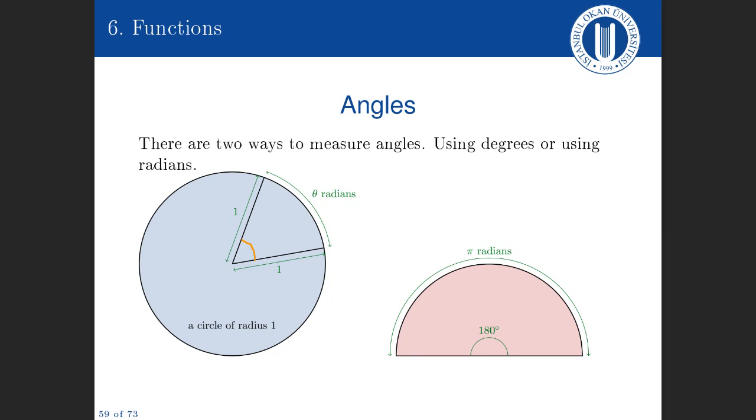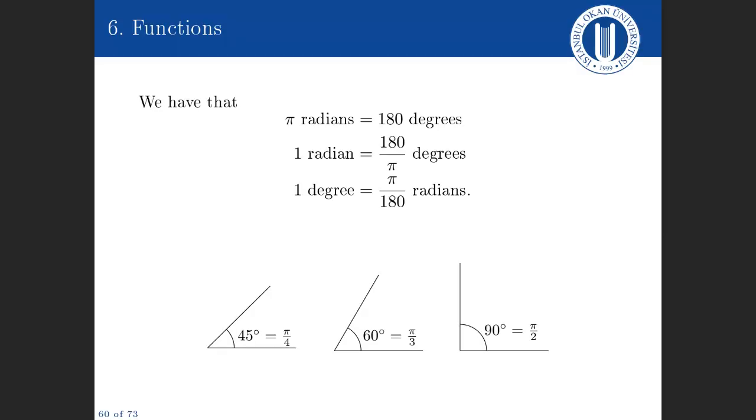So, for example, if I have a semicircle, we know that the angle inside the semicircle is 180 degrees, and we know that the distance around the outside of a semicircle of radius 1 is pi. So that means that 180 degrees is the same as pi radians. Divide both sides by pi. 1 radian is the same as 180 over pi degrees, or divide both sides by 180. 1 degree is the same as pi over 180 radians.